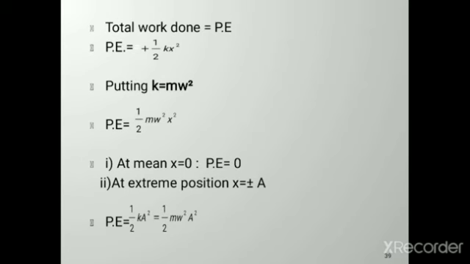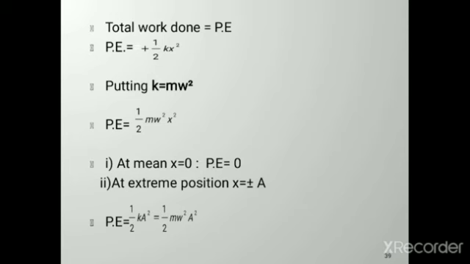So total work done is equal to potential energy. So potential energy is equal to plus half kx square. You can substitute the value of k as m omega square. You will get potential energy as half m omega square x square.